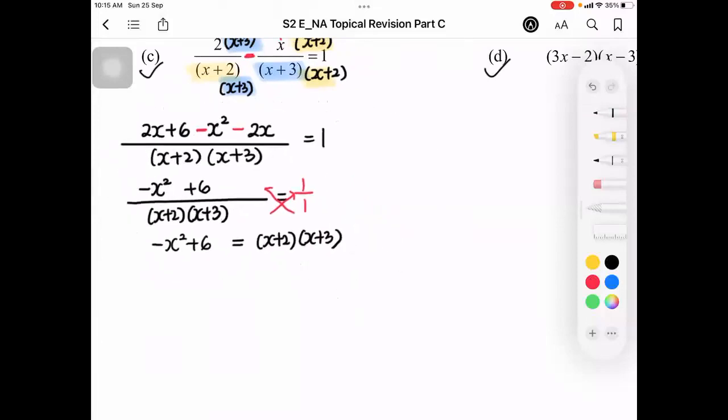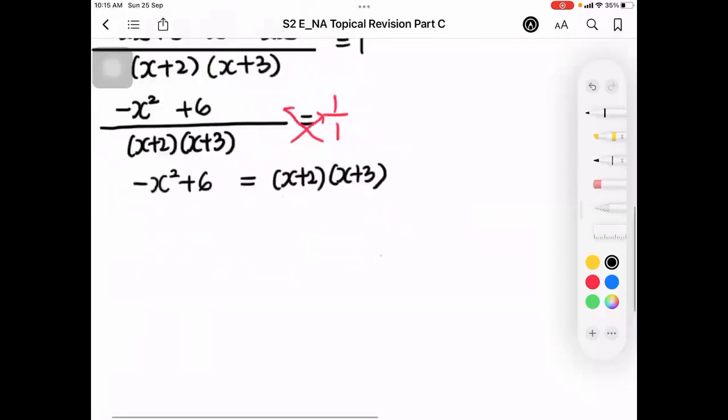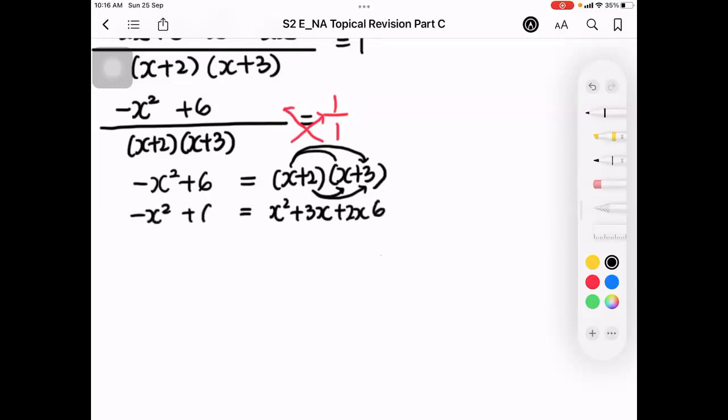Okay, then the next step, we're going to expand this side of the equation. Maybe I should ask somebody to expand for me. Elise, help me expand this. Are you still awake? Yes. x times x, x squared. x times 3, 3x. 2 times x, 2x. Then 2 times 3, 6. Then this one, negative x squared plus 6.